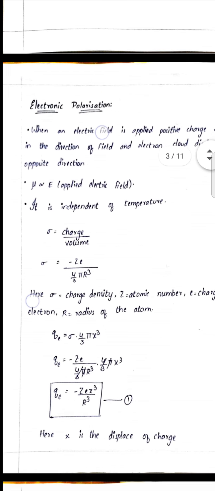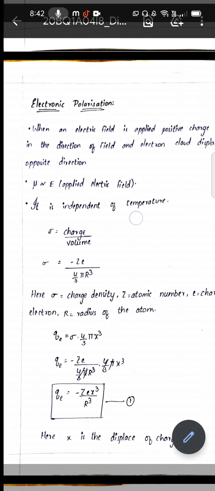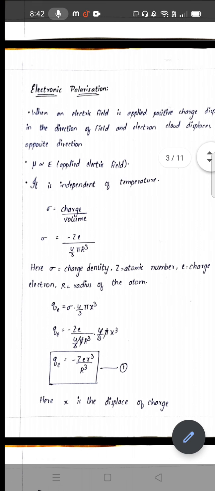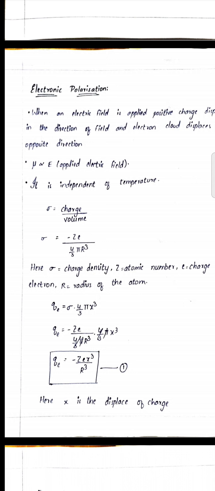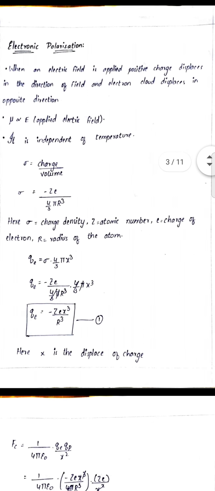So mu is directly proportional to the applied electric field. This electronic polarization is independent of temperature. Here sigma is called the charge density. Charge density equals charge by volume, a very well-known formula. Here the charge is minus Ze, where Z is the atomic number, and the volume is 4 by 3 pi r cube. We are taking the volume of a sphere because an atom is present in a spherical form. So sigma is equal to minus Ze by 4 by 3 pi r cube.